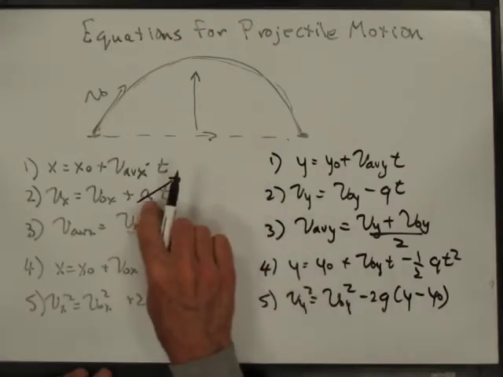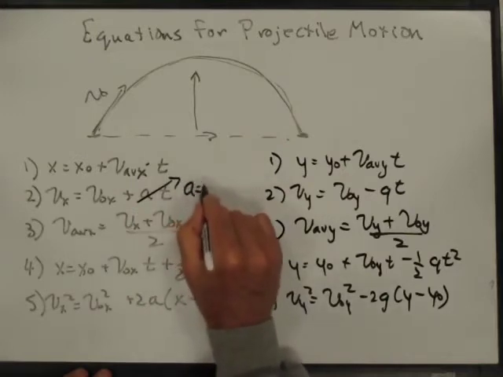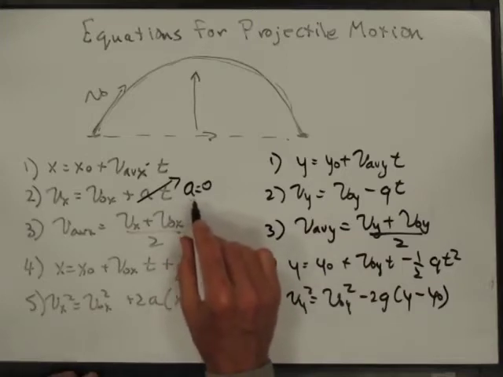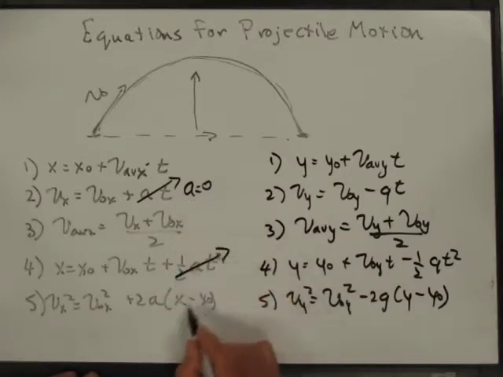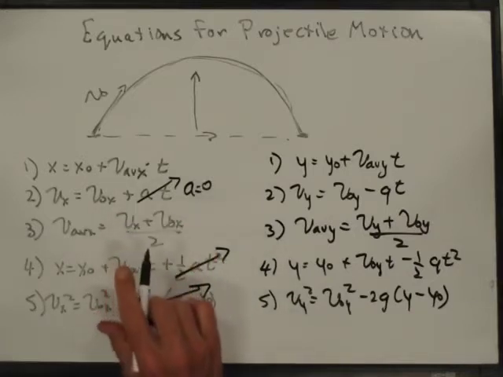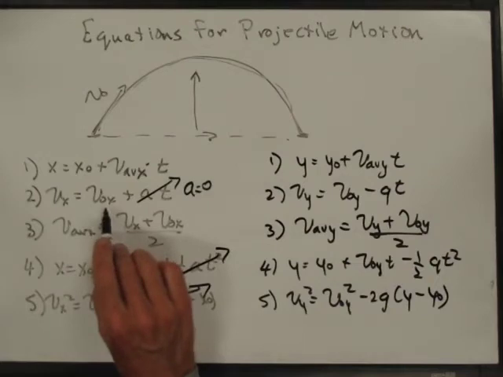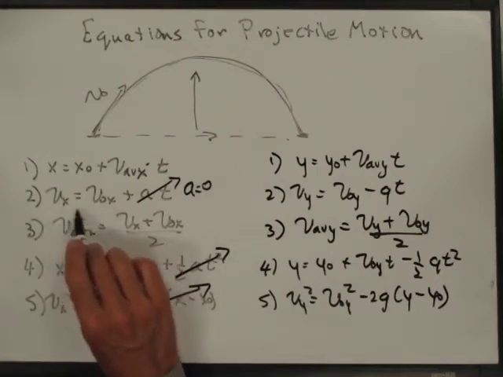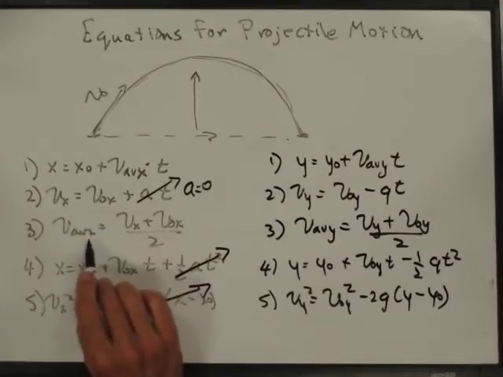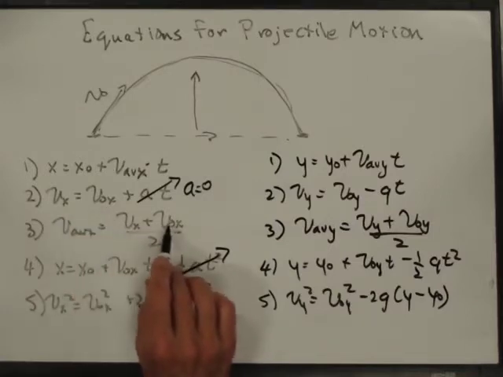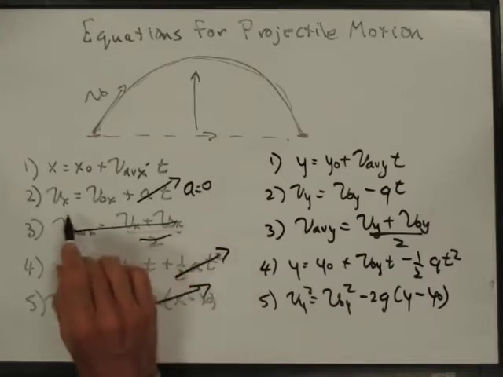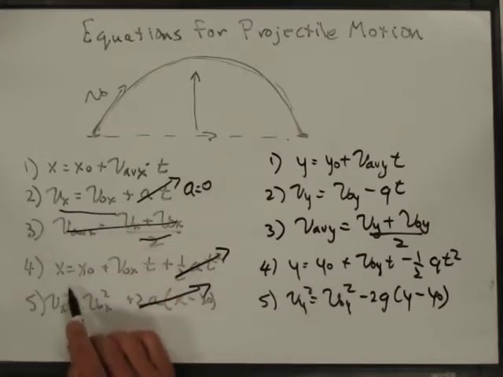This part goes away because a equals 0, and technically I can call those a sub x because they're acceleration in the x direction. But this becomes 0, and this piece becomes 0. And so these equations become a lot simpler. I just get vx equals v naught x, which basically just tells me that the x velocity is constant. That's the final velocity equals the initial velocity. This says the same thing. Since these two are the same, then the average of them is the same. And so this equation is unnecessary because it's the same as this one, right?